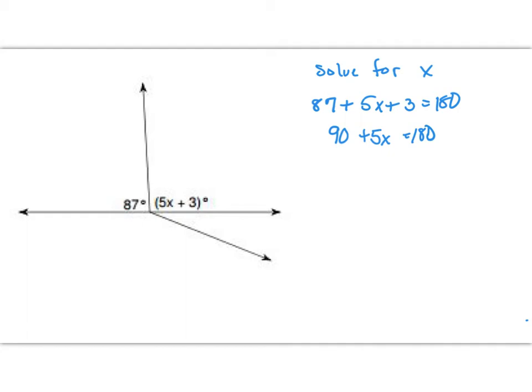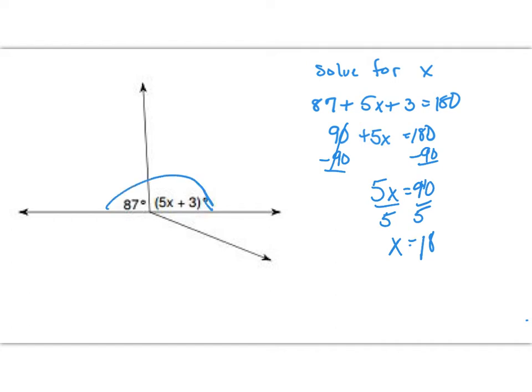Now I'm going to solve my two-step equation by subtracting 90 from both sides first. So subtract 90 from both sides. The 90's on the left cancel, and I'm left with 5x is equal to 90. Divide both sides by 5, and I get x is equal to 18.